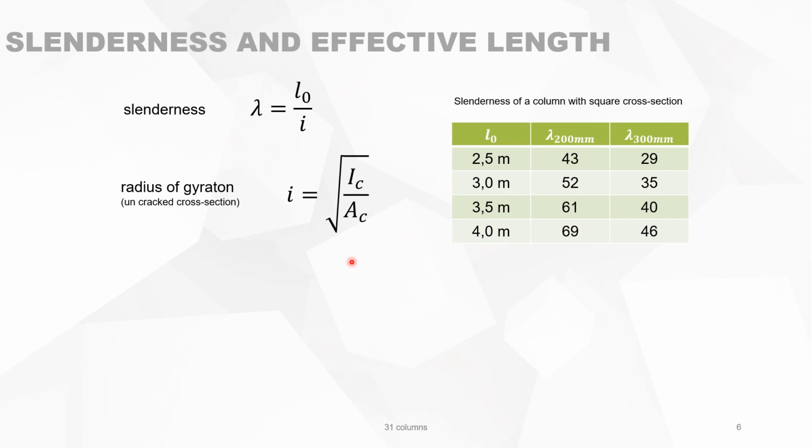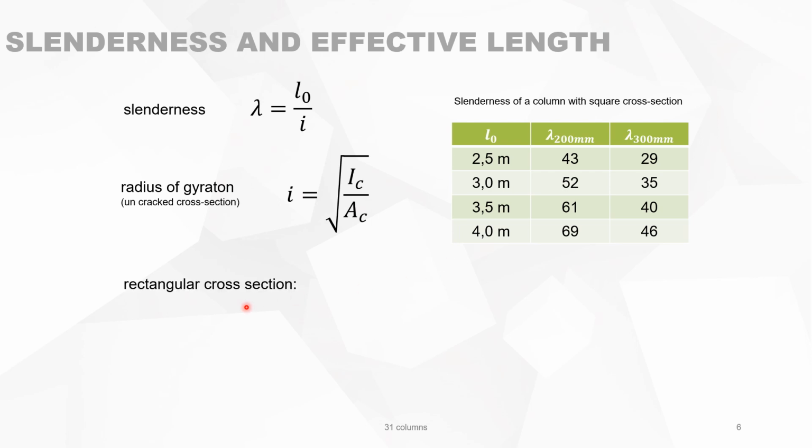Just to give you a few ideas, what is the value of slenderness? What does that mean? Then you will see in this table the slenderness of a column with a square cross section, and you see that, for instance, a slenderness of 50 means a column of a size 200 by 200 and 3 meters high. That's a slenderness of 50. A slenderness of 40 is a column of 300 by 300 and 3.5 meters high. So now you have an idea what slenderness is, what it does mean, the value of those different examples.